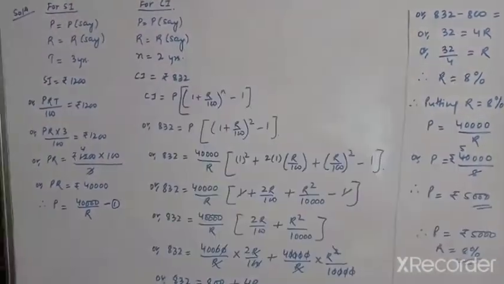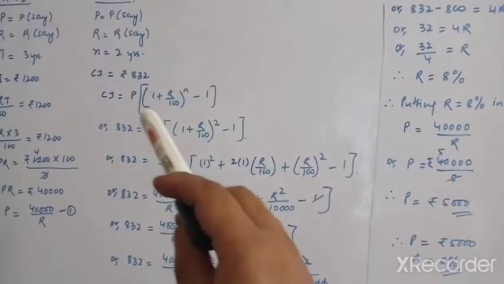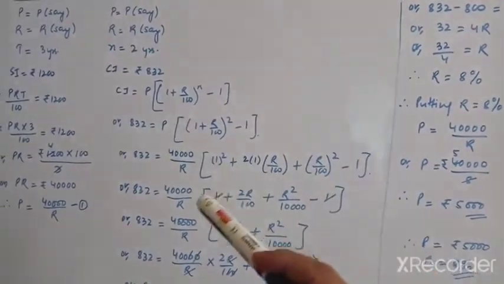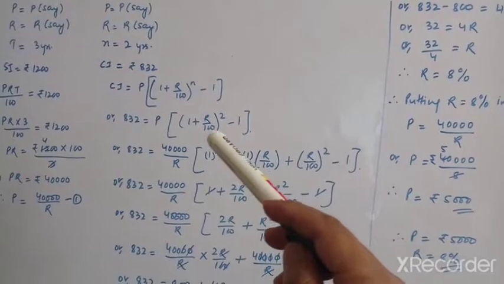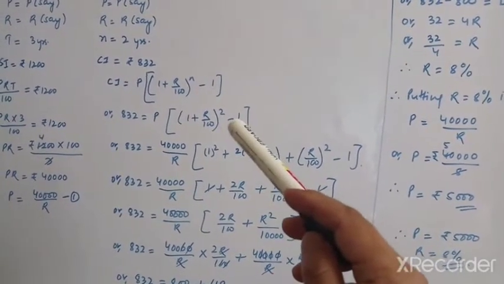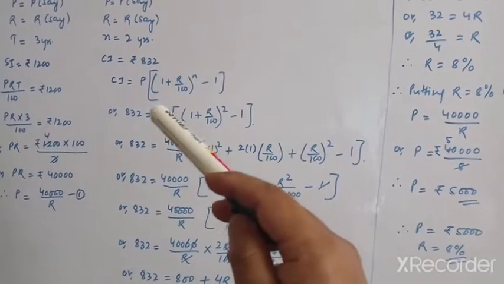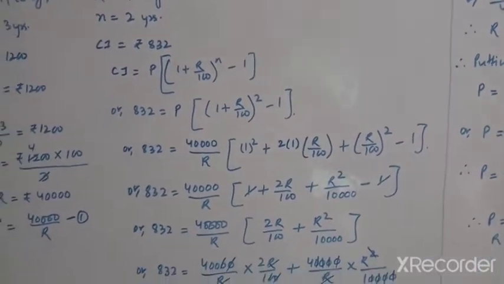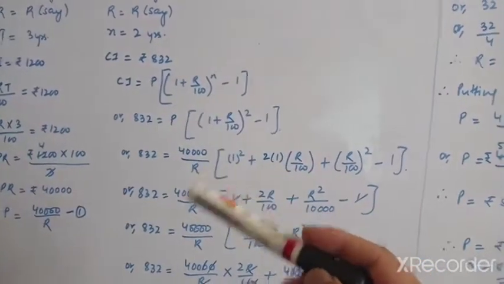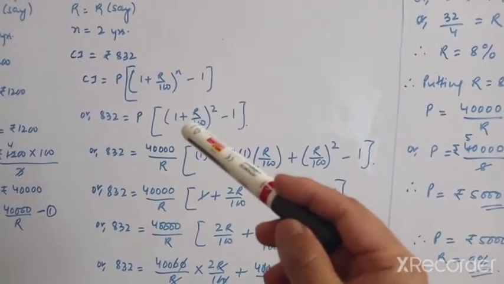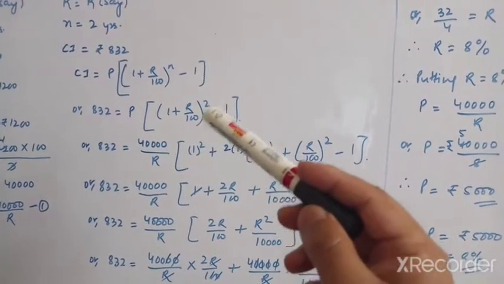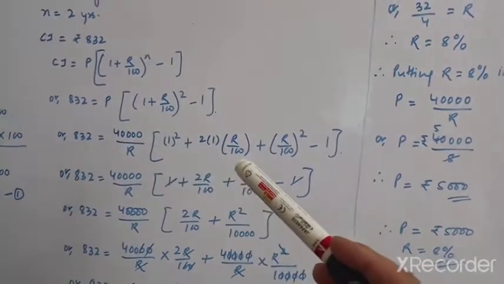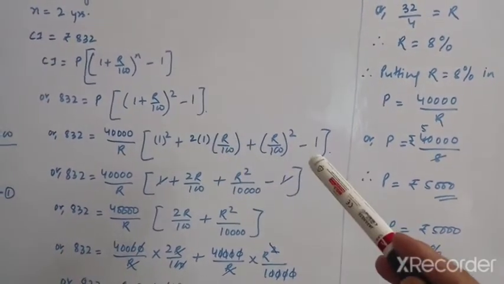Compound interest is given as 832. Its formula is P into (1 plus R by 100) to the power n minus 1. Now let us replace the values. In the last video we used the formula a square minus b square because in that question the principal was mentioned. Now in this case, since the principal is in terms of R, we will expand (1 plus R by 100) to the power 2 using the formula (a plus b) whole square, which is a square plus twice ab plus b square, and this minus 1 remains as it is.